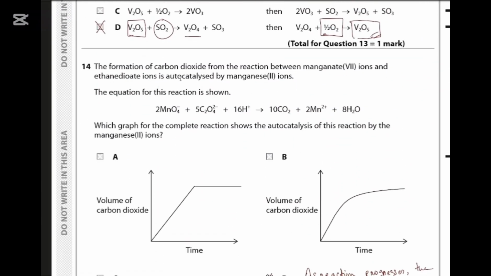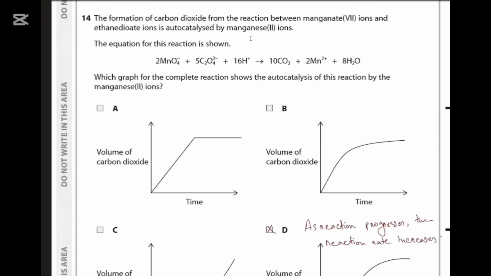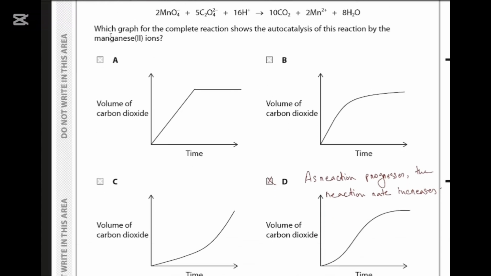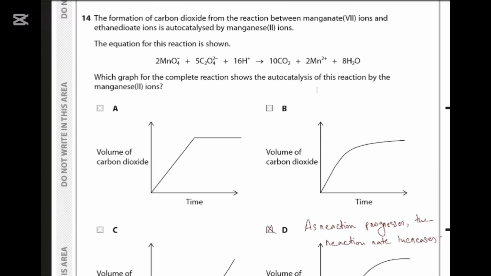The formation of carbon dioxide from the reaction between manganate(VII) ions and ethanedioate ions is catalyzed by the manganese. Which graph for the complete reaction shows the autocatalysis of this reaction by the manganese ions? Autocatalysis means as the reaction proceeds and more manganese 2 plus ions are formed, the reaction will go much faster since the concentration of these Mn2+ ions increases.